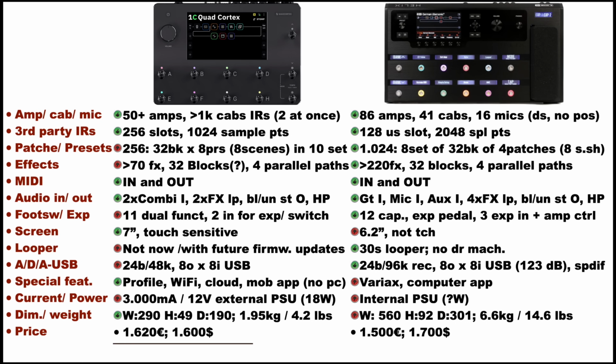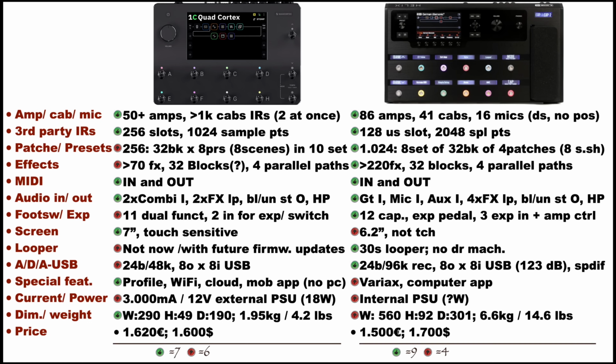So finally, let's count the red and green thumbs. Suspense. We have 7 green thumbs for the Quad Cortex and 6 reds, and 9 greens for the Helix with 4 reds. So the Helix is a tiny bit better because it offers more features.